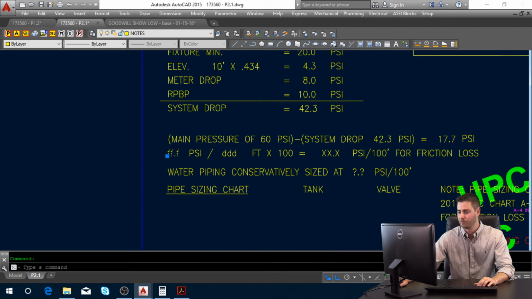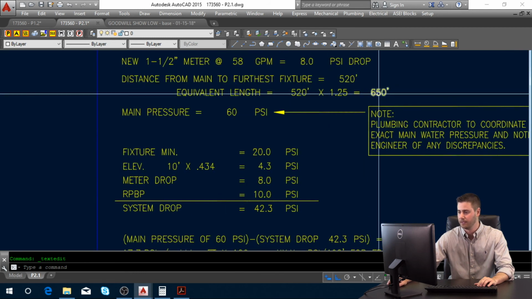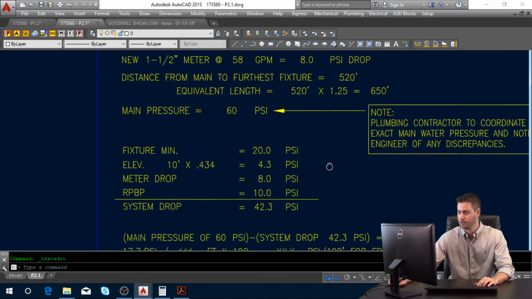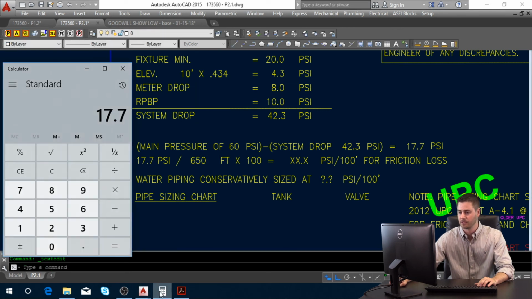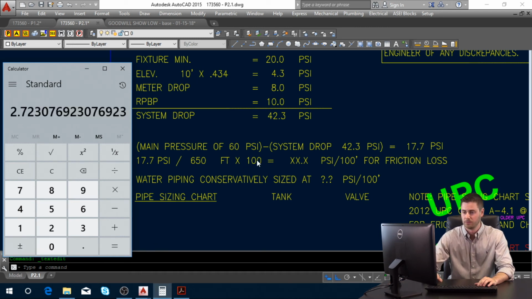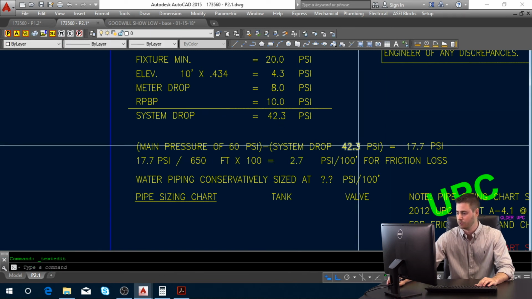Our next line, FF, we have our available pressure of 17.7, divided by DD, which was our total equivalent length we determined up here in this portion, which was 650 feet. 17.7 divided by 650, back to our calculator, divided by 650, then as shown in our calculation, times 100, to get our pressure loss of 2.7 psi per 100 feet for friction loss. So we'll put that in, 2.7 psi per 100 feet.